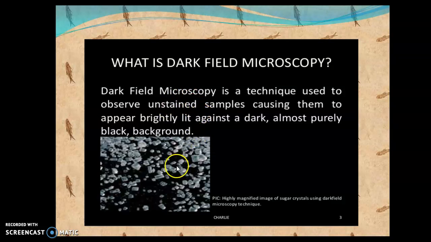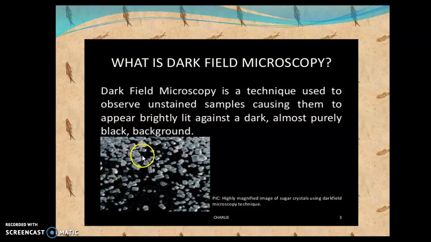If you observe this, it is an observation of diamonds. In dark field microscopy, it looks like this: a darker background, and the diamonds brightly lit against that dark background. That is why we use dark field microscopy.